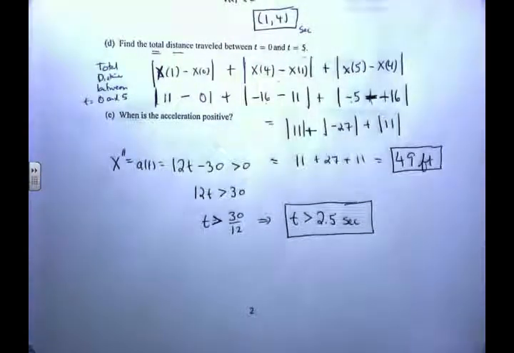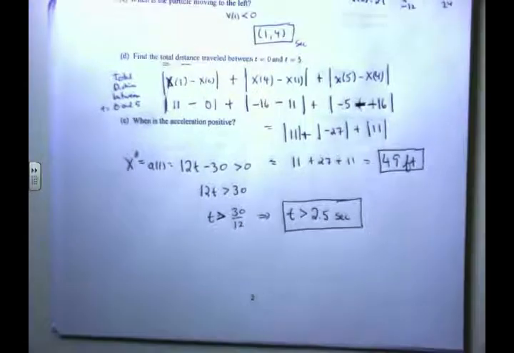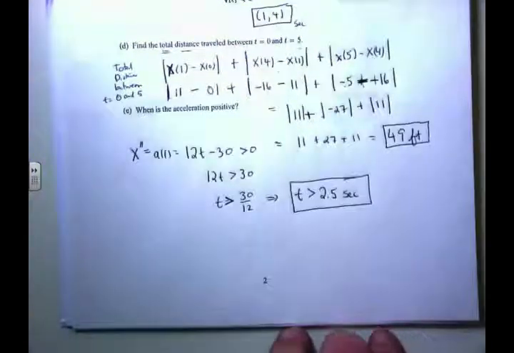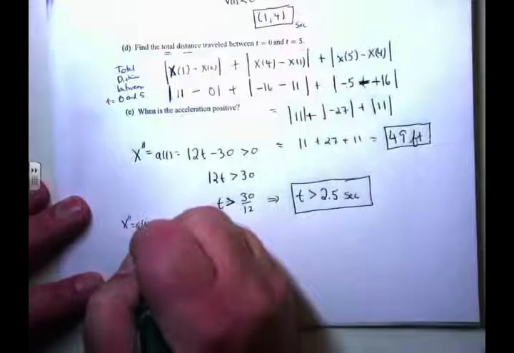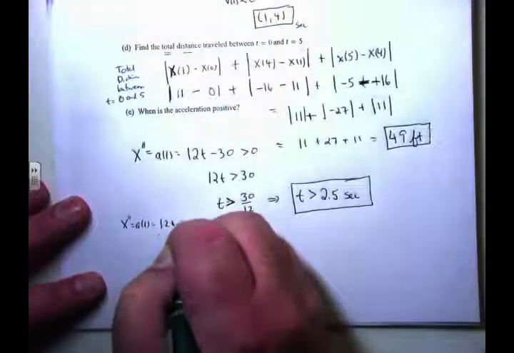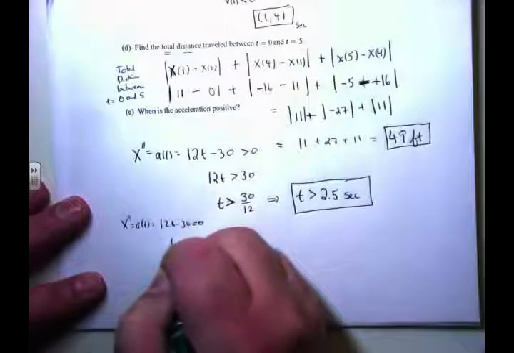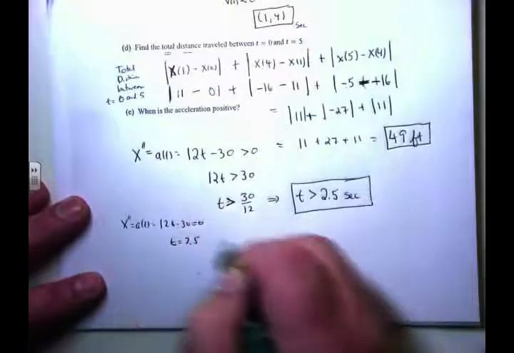I could have done it the same way that I did with the first derivative, trying to figure out whether it was positive. I could also do the number line part, which would have been the second derivative, which is acceleration. I would have first set it equal to 0 to figure out the inflection point, which t would have been 2.5.